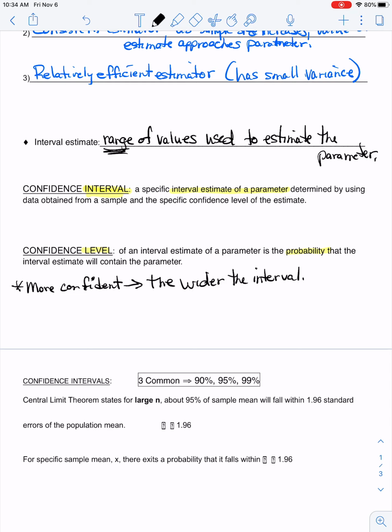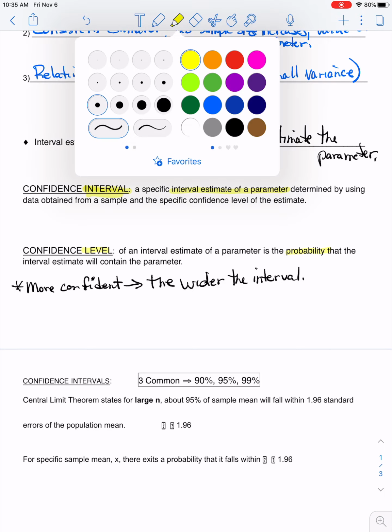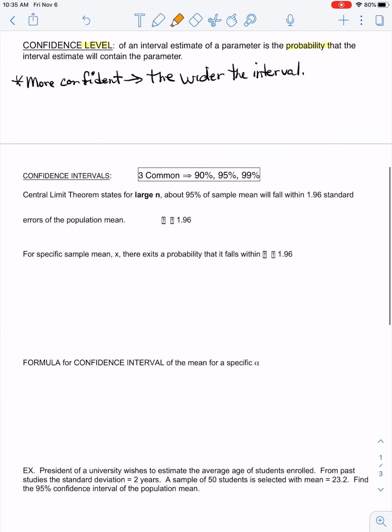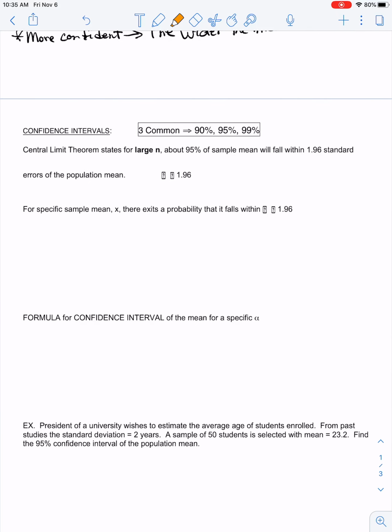All right, so we've got three common confidence levels. I'll slide this up just a bit. For confidence intervals, we have three common measures: the 90, the 95, and the 99% values. If we used our standard normal table, in our given situation, we're going to be using some z values to help us.